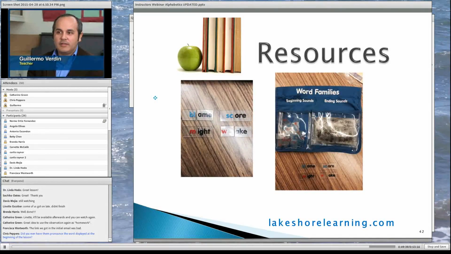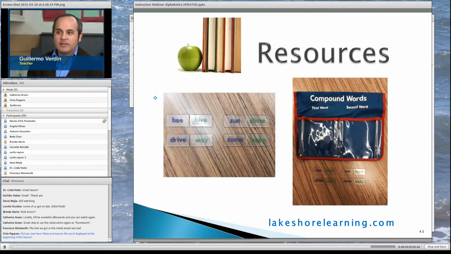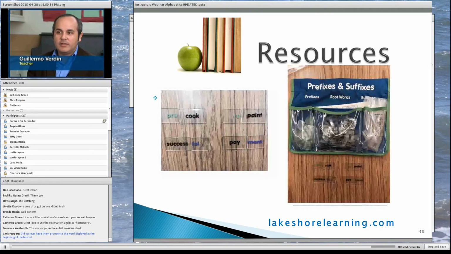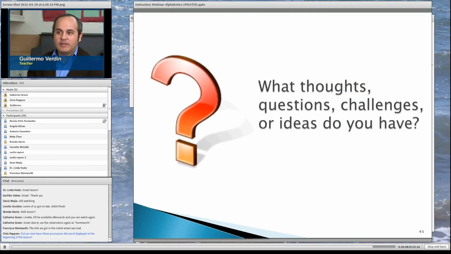I want to show you, I got these from Lakeshore Learning, and they're literally word parts. Here on the screen, you see consonant blends and word families. You also have compound words, and they're literally, guys, in word parts. And there's also prefixes and suffixes. And it's such a great resource. It really brings this whole idea of word parts to life. And if I say word parts one more time, I know you'll understand why I'm saying word parts.